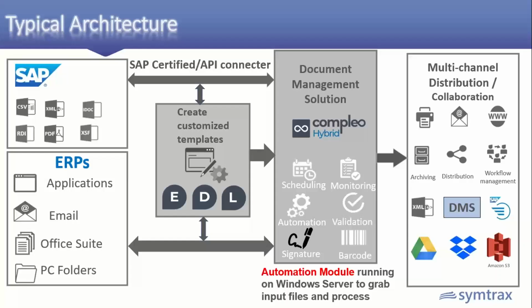On the right hand side, you can see the multi-channel distribution platform where the document can be sent via email. It can be printed, archived, sent for workflow approval, or converted into XML. It can be pushed back into SAP DMS, or stored on cloud repositories like SAP, Amazon S3 bucket, etc.